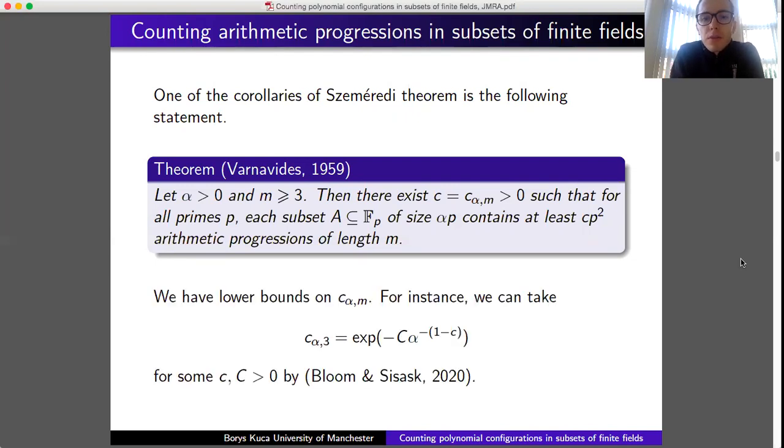And so this is what the theorem by Varnavides says. We have some lower bounds on this quantity, c of alpha and m. So for instance, for m equal to 3, so for three-term arithmetic progressions, we have the following bound proved by Blum and Sisask. For larger values of m, we also have some estimates for what we could take c of alpha and m to be.